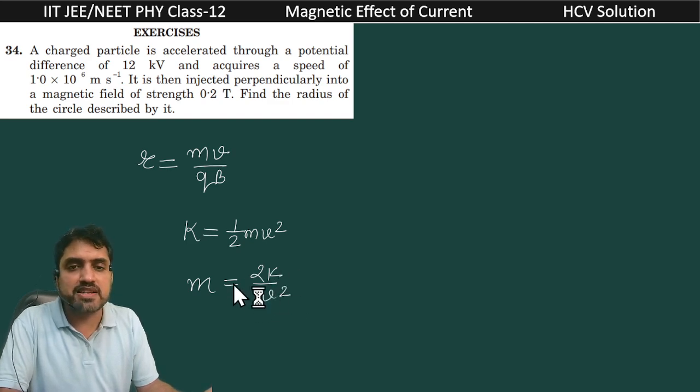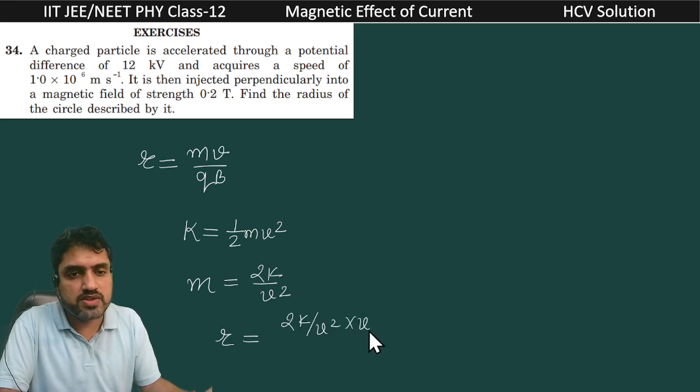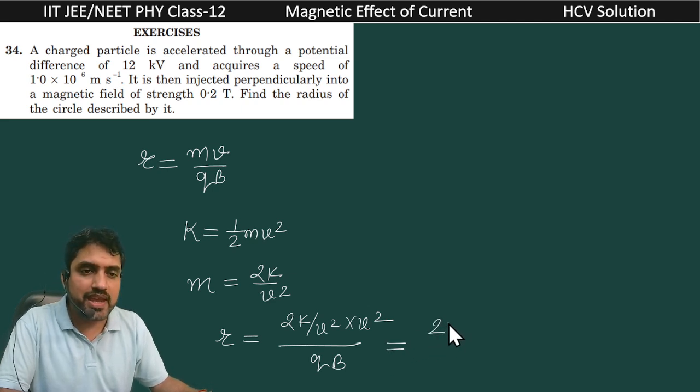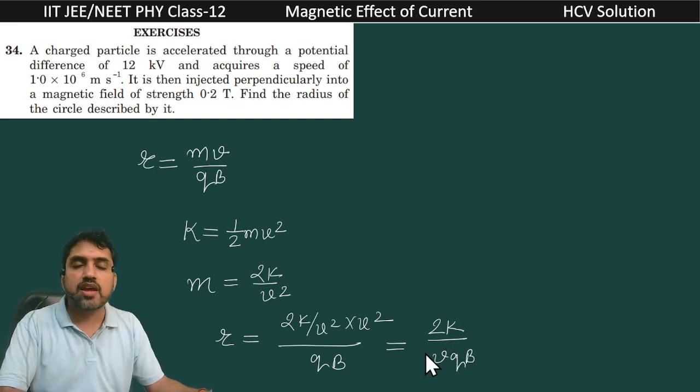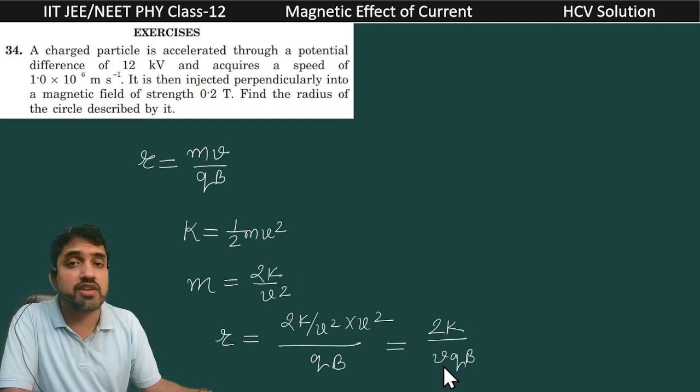If we place this value of m in the formula for r, we will get the expression r is equal to 2K divided by v square, into v, divided by qB. So we are getting r = 2K divided by v q B. Because energy is given in the question and velocity is given, we have to eliminate the mass, which is not given in the question.